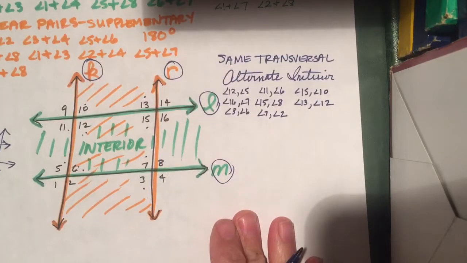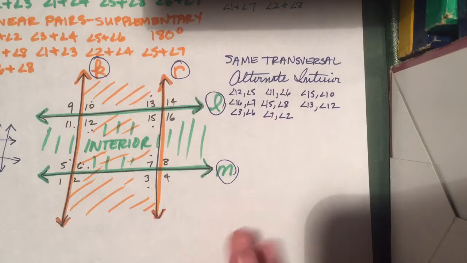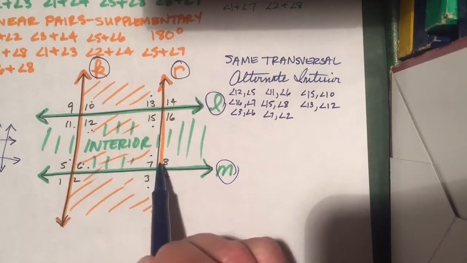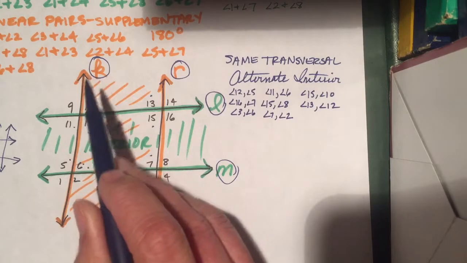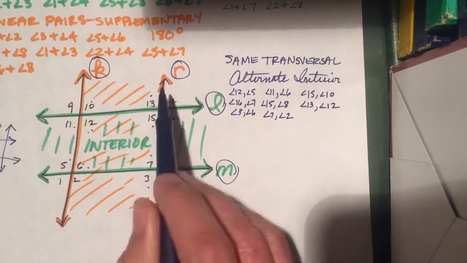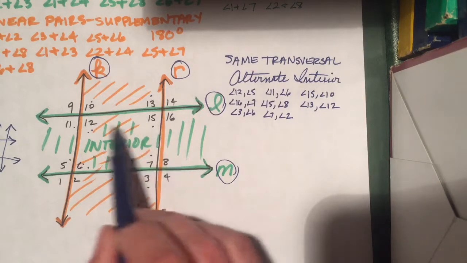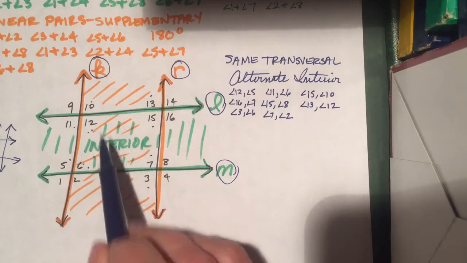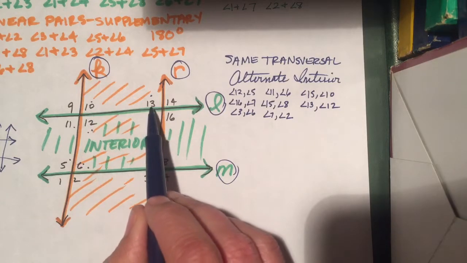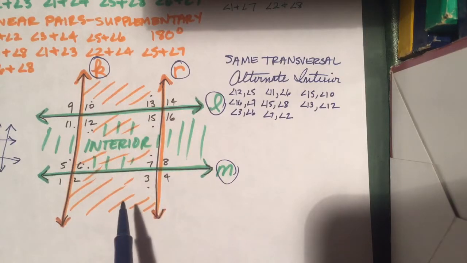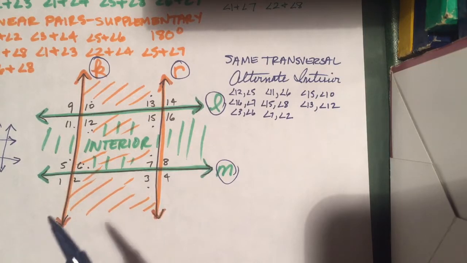When you look at alternate interiors, all of these special angle pairs have to be on the same transversal. A big mistake I see a lot of people make is saying 12 and 7 are alternate interior. They are not. 12 is on line K, 7 is on line R. They cannot be alternate interior. A lot of people get confused because some of these angles may be interior, like 10 and 13 are interior with the orange lines, but with the green lines, they're on the exterior. So you have to look at which 2 lines you're looking at and what transversal you're looking at.